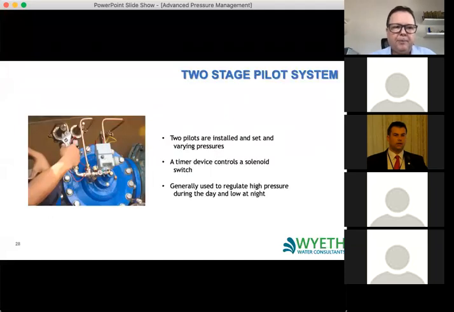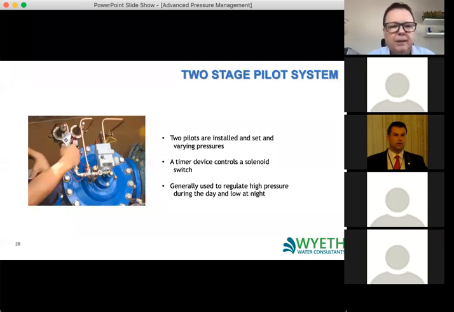The first step that people often look at is to do multi-stage pilots, and 2 pilots are often the first step. So you can see in the picture, there's actually 2 pilots. The guy is adjusting one pilot and there's another one. So what we have here is a high pressure pilot and a low pressure pilot. So that would be maybe a daytime pressure pilot and a nighttime pressure pilot. And we would use a very simple timer device with a solenoid to switch between the 2.